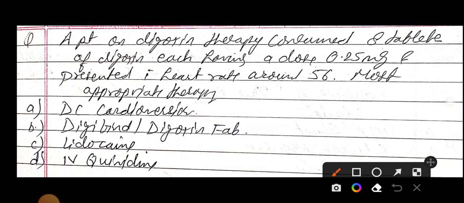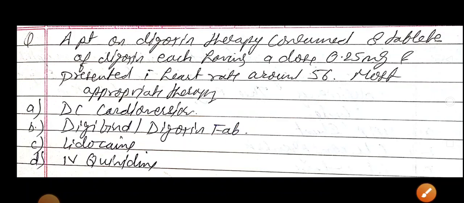A patient on digoxin therapy consumed 8 tablets of digoxin, each having a dose of 0.25 mg, and presented with a heart rate of around 56. What is the most appropriate therapy? So guys, option A is DC cardioversion, B is digibind, digoxin antibodies, C is lidocaine, D is quinidine. So here the pulse rate is 56, so we use antibody like digibind. Lidocaine we are not going to use here because there is no tachycardia.